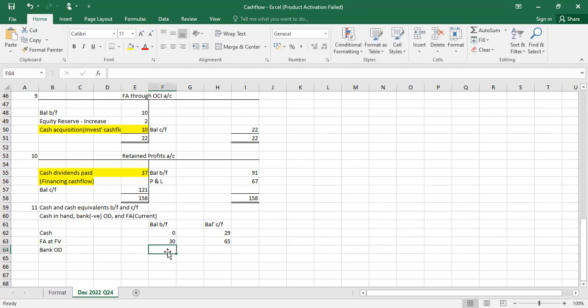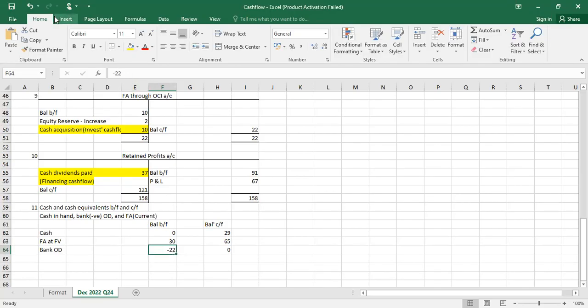The brought forward balance for it, we have 22 million. Now, a bank overdraft must be a negative. And then we look for the carried forward for it. We have not been given anything, so that's a 0.